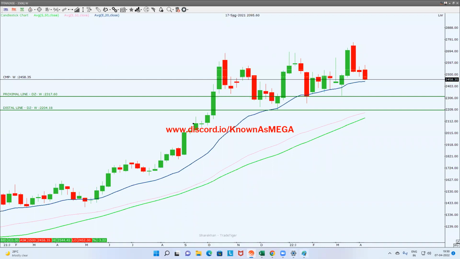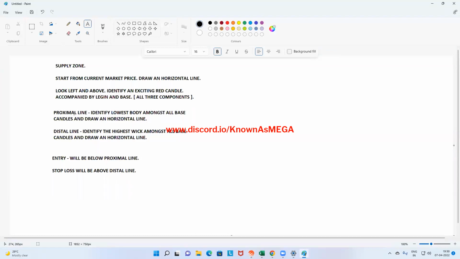See, now here it is clear, right? Proximal line: identify the lowest body amongst all base candles. So here only, probably I'll try making the demand zone here only.